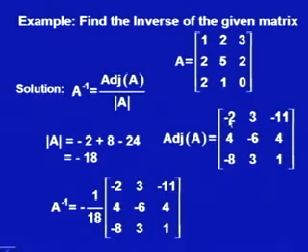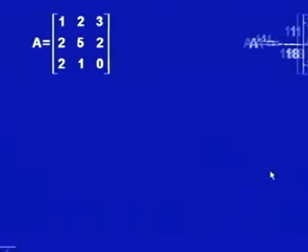Adjoint A, I have already done in one of the earlier exercises. So, I have already computed this. So, simply A inverse is 1 upon minus 18 times the adjoint of A. So, that is A inverse.